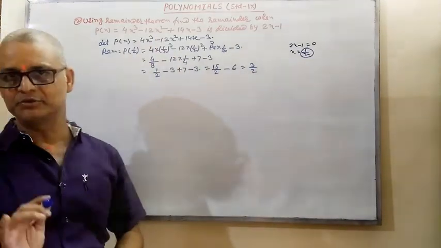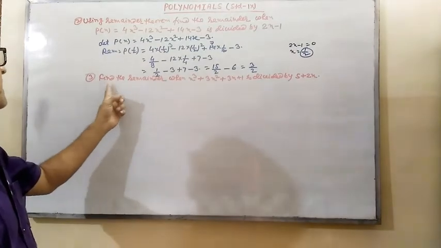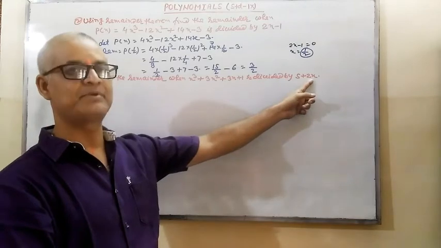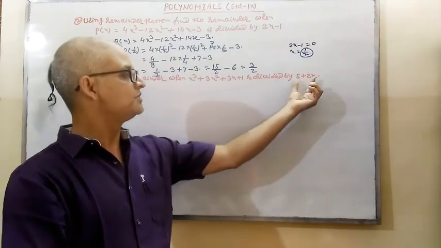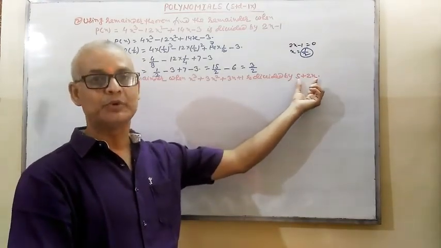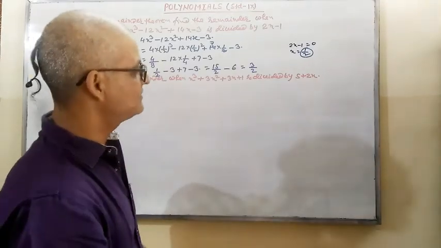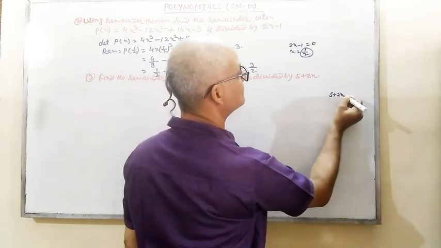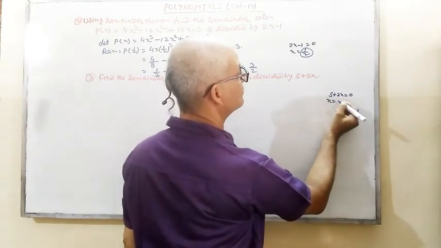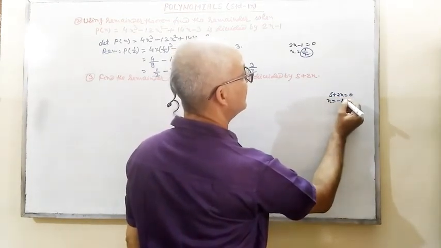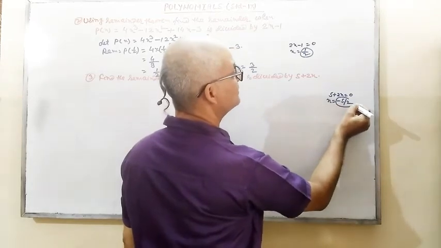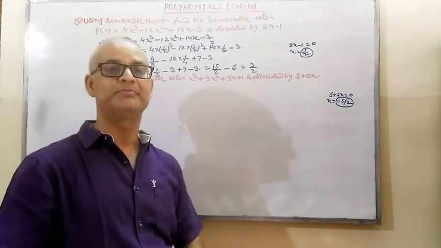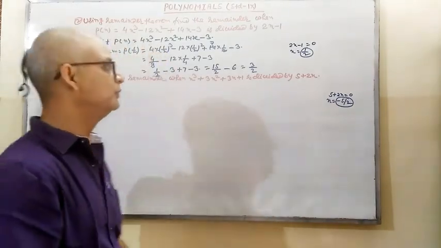to 3 by 2. Now next question: find the remainder when this polynomial is divided by 5 plus 2x. Now you see here, the divisor is 5 plus 2x. Anywhere in rough, equate it with 0. So 5 plus 2x is equal to 0, x is equal to minus 5 by 2. It means our remainder is p(minus 5 by 2).